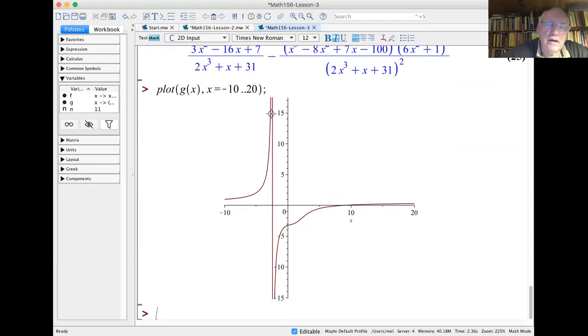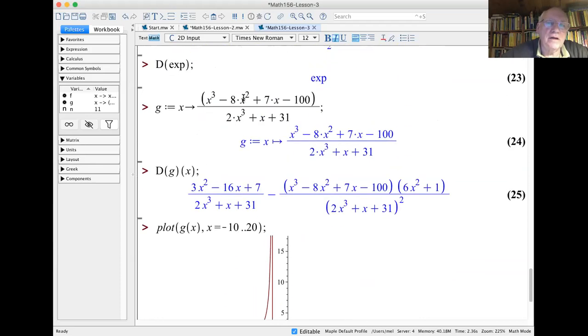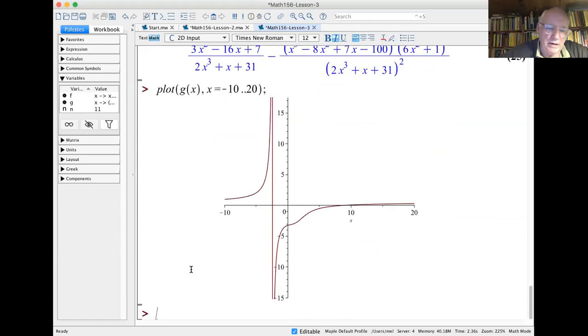Interesting. Here, there's a vertical asymptote. That's probably because this function isn't defined at some number. This new denominator has to be 0 somewhere. Let's find where the denominator is 0.